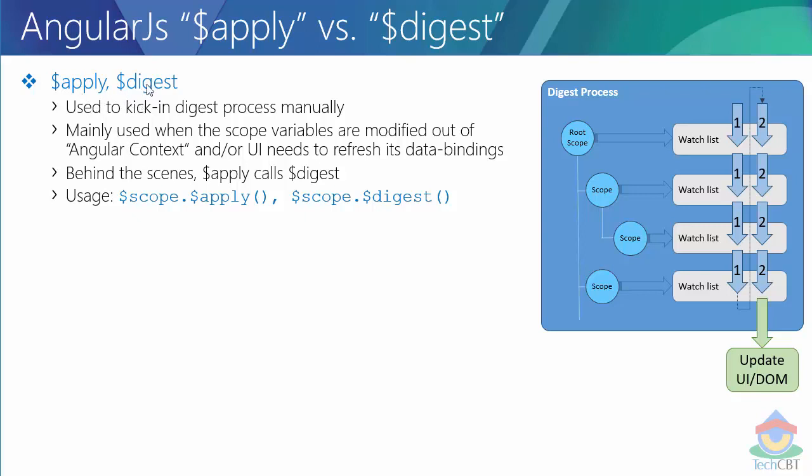And these two are mainly used whenever you would like to have the scope variables which are modified outside the Angular context updated.